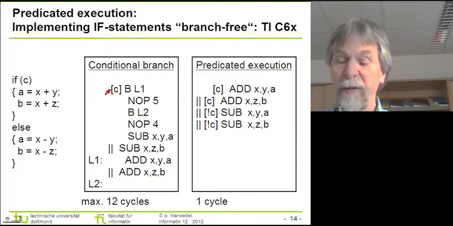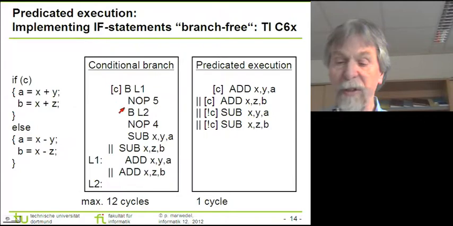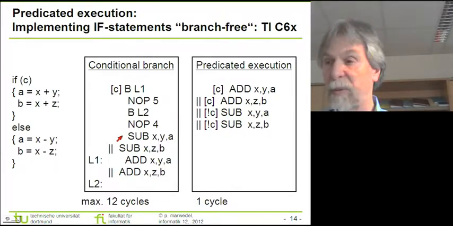statement. This is the first cycle. Then we need another 5, which means in total 6. Another one, in total 7, another 4, this means in total 11, and this is the last one, which means in total, in the worst case, we would be needing 12 cycles.